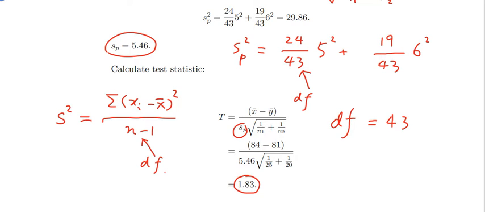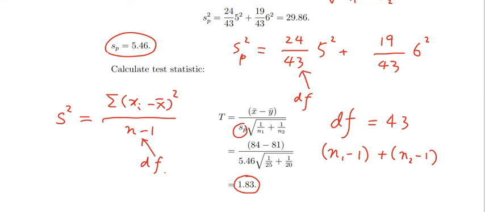Here we can see the degree of freedom, in this case, is actually we add these two degrees of freedom together: n1 minus 1 plus n2 minus 1. So the degree of freedom is 43.